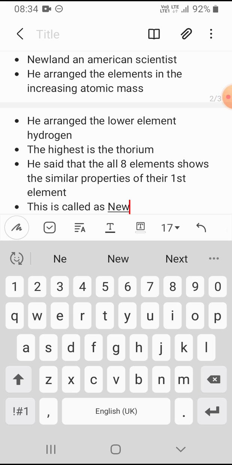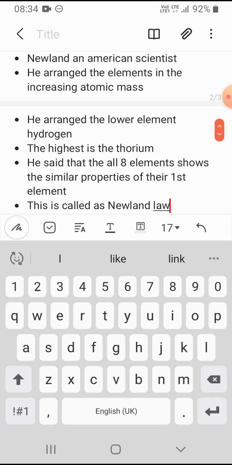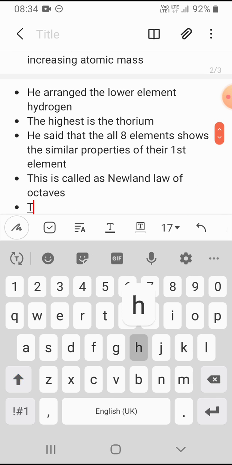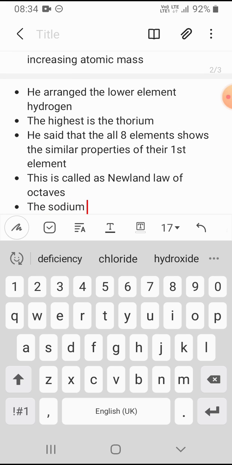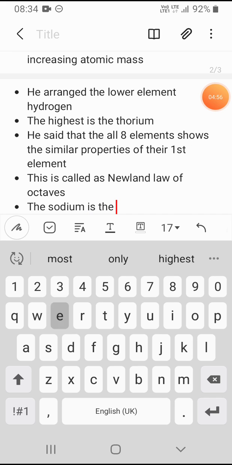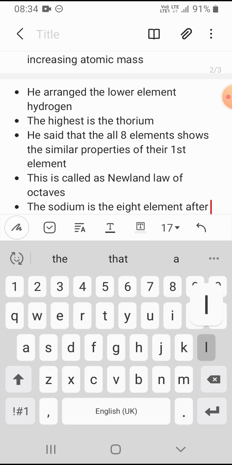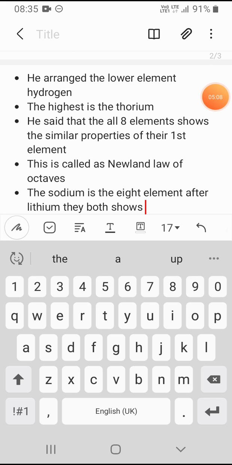And this is called Newlands' law of octaves. Sodium is the eighth element after lithium, and they both show similar properties.